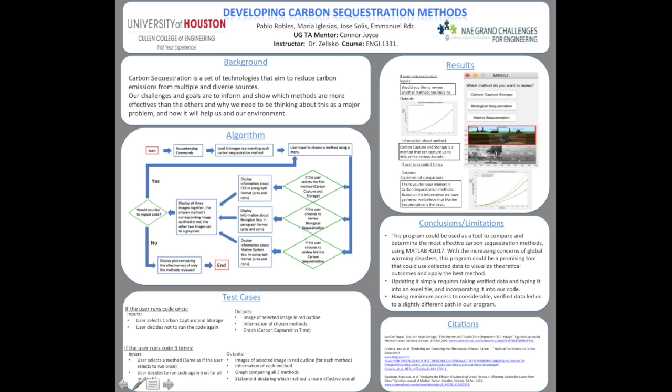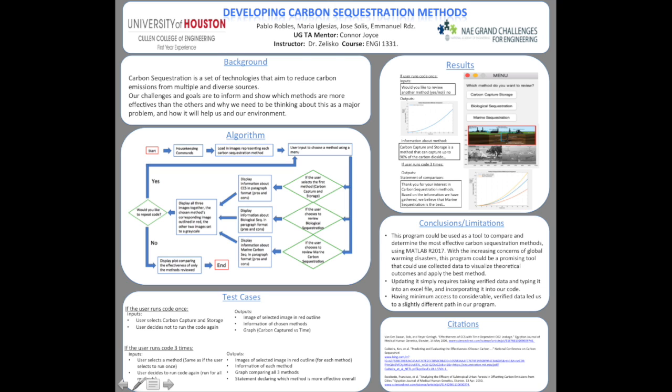When we first run our code, we will be prompted with a menu. This menu will ask us what method we would like to learn more about. The 3 options are carbon capture and storage, biological sequestration, and marine carbon sequestration. For this case, we will select carbon capture and storage. Once we select it, we will then be displayed information about carbon capture and storage in a short paragraph form. This paragraph will contain information about what carbon capture and storage is and how it works. It will also display pros and cons of this method.